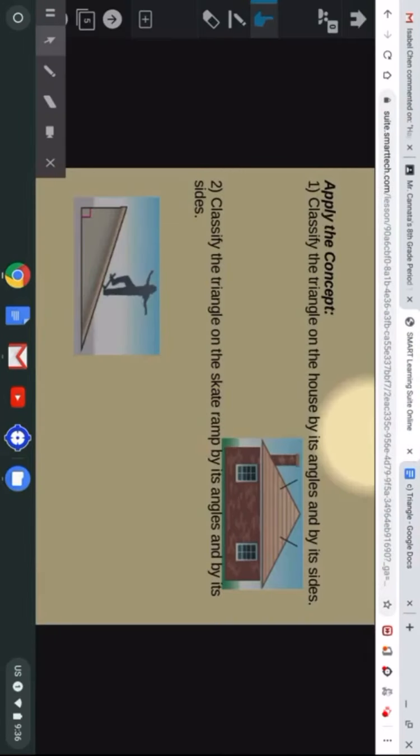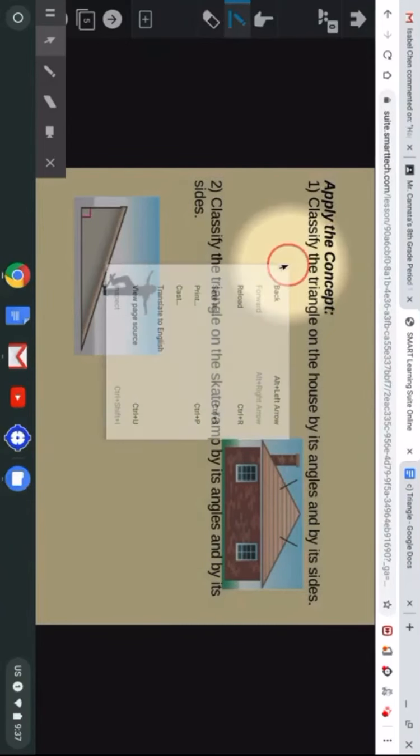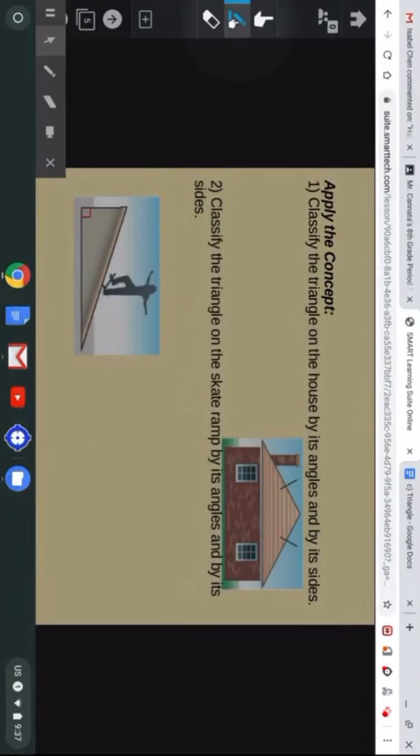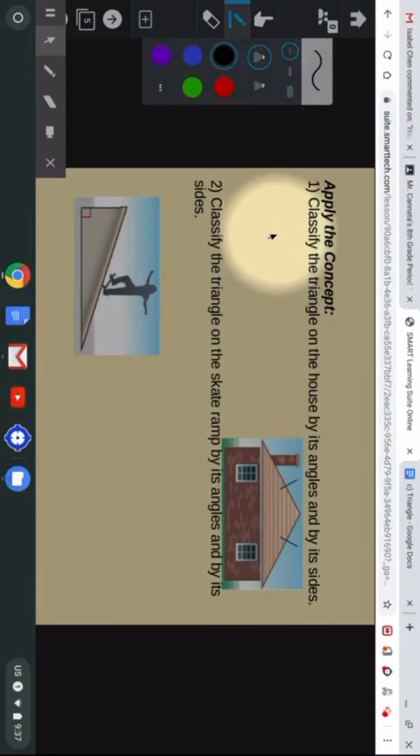So here we go. It says classify the triangle on the house by its angles and its sides. So we're talking about the roof of the house. So what kind of triangle is this? Notice it has two tick marks. Those two tick marks tell me that it has two sides the same, this side and this side. Therefore, that makes it an isosceles.